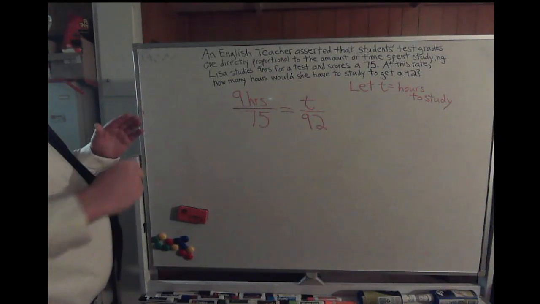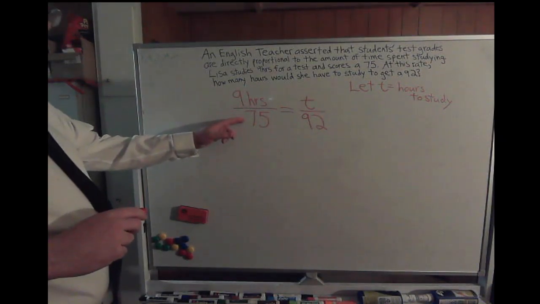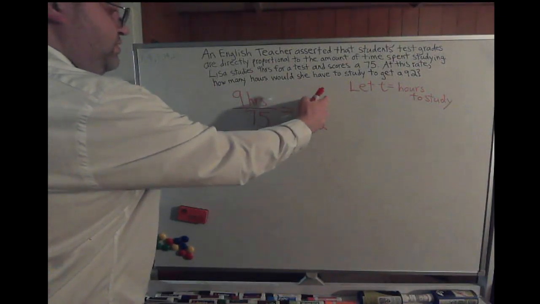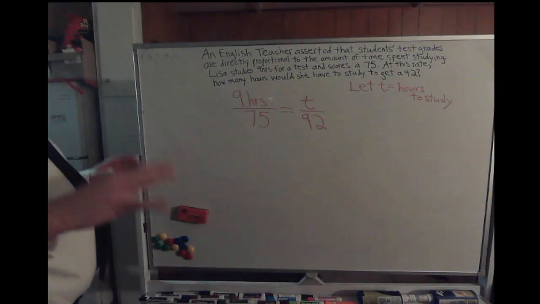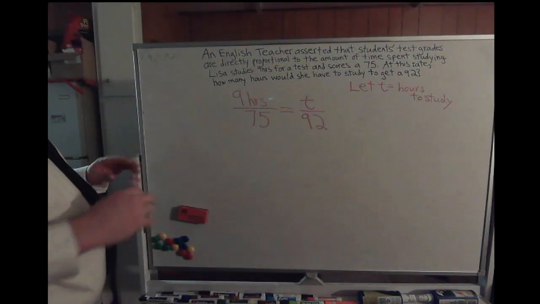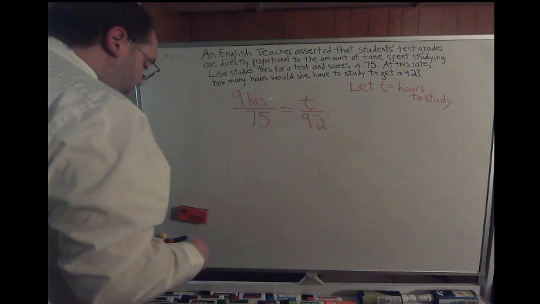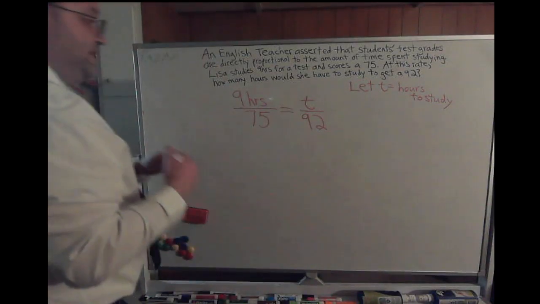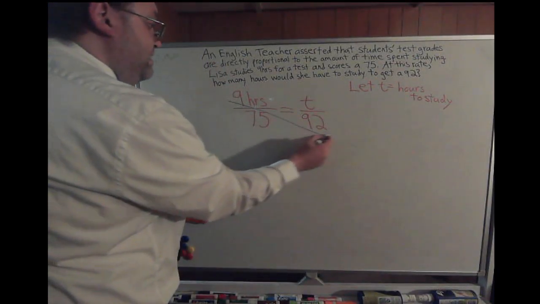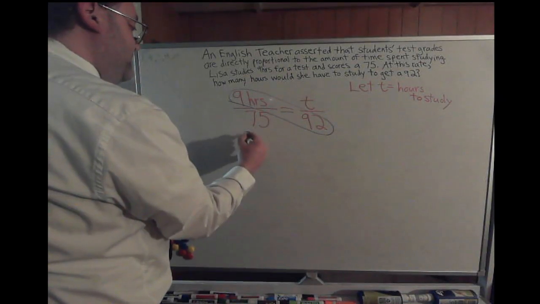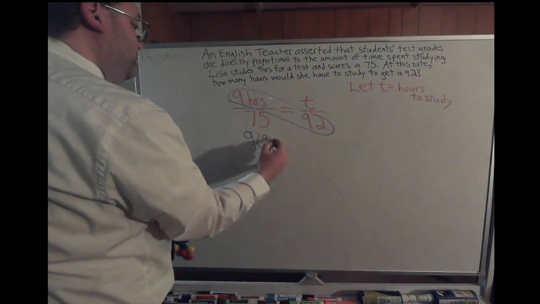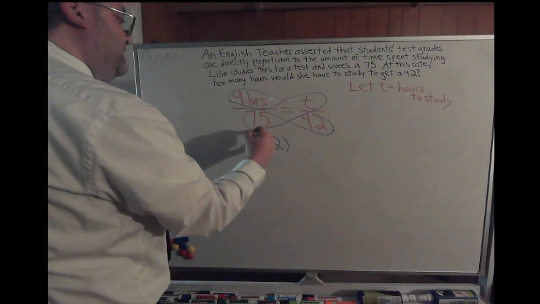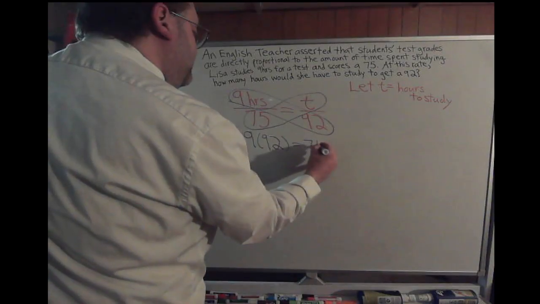Now we have ourselves a nice proportion here. 9 hours to get a score of 75 is equal to T hours to get a score of 92. If we remember from yesterday, we want to take the cross product and form a nice variable equation. So take the cross product of 9 and 92, so you'll have 9 times 92. Then the other cross product of 75 and T is 75T.